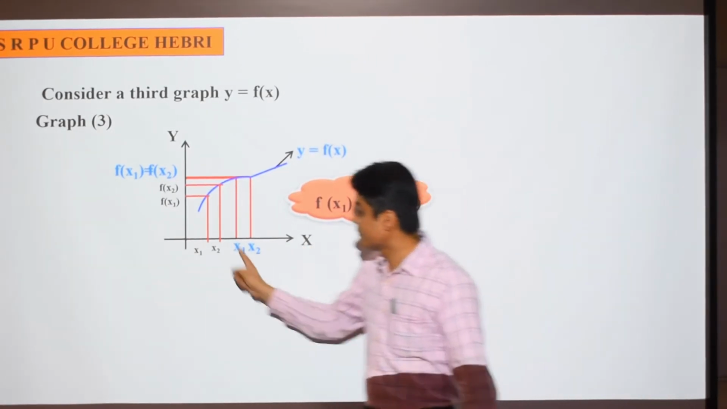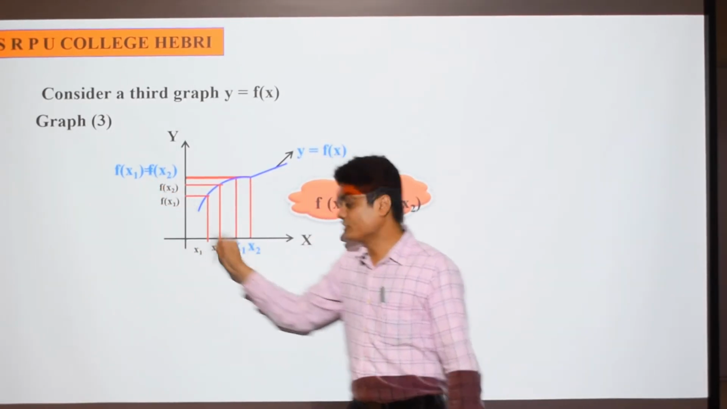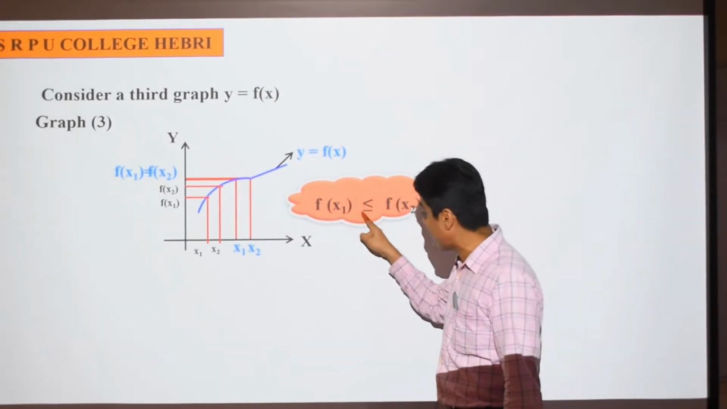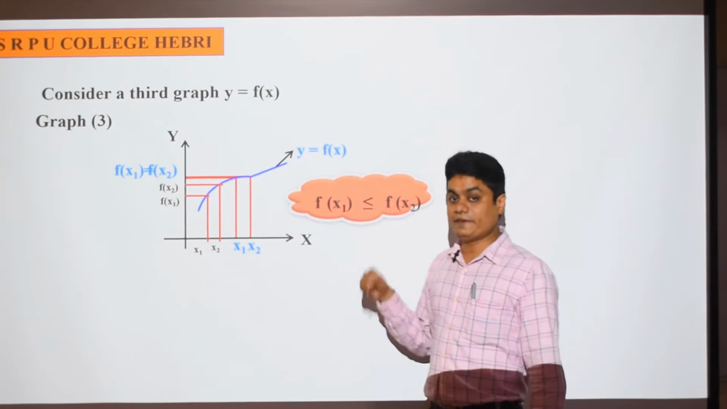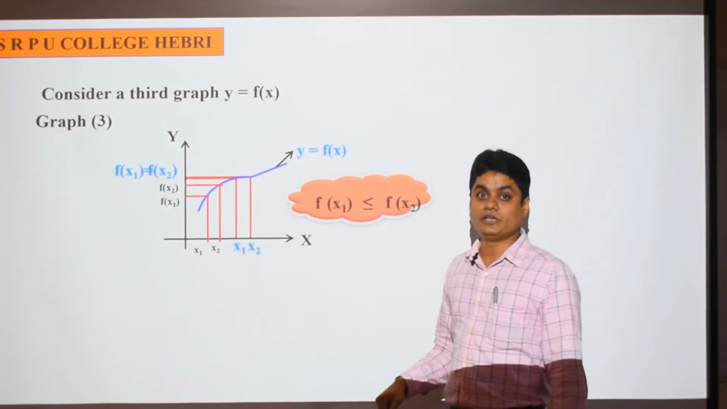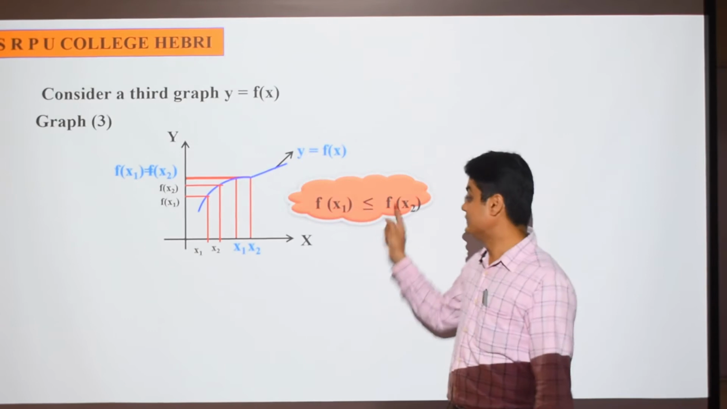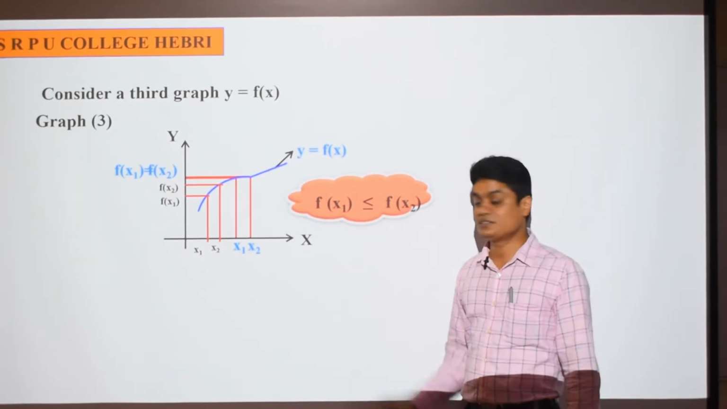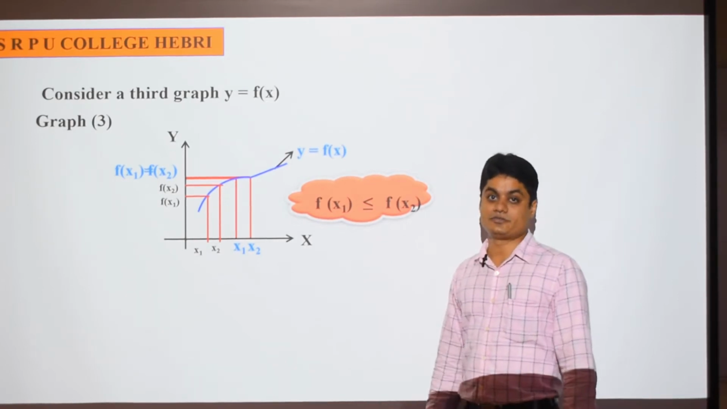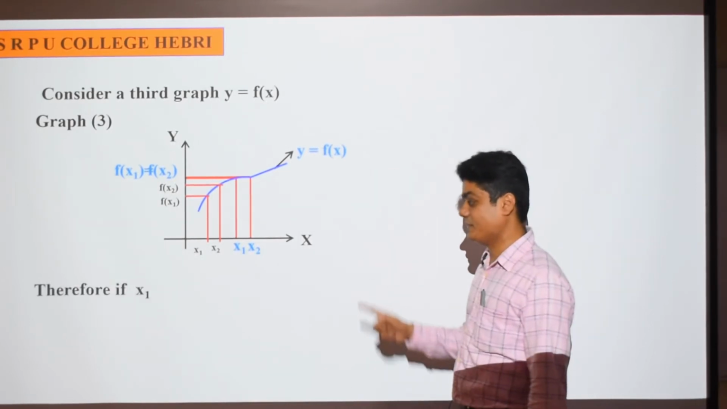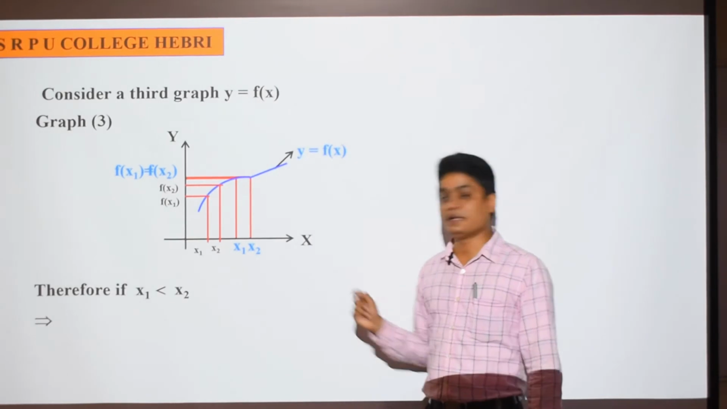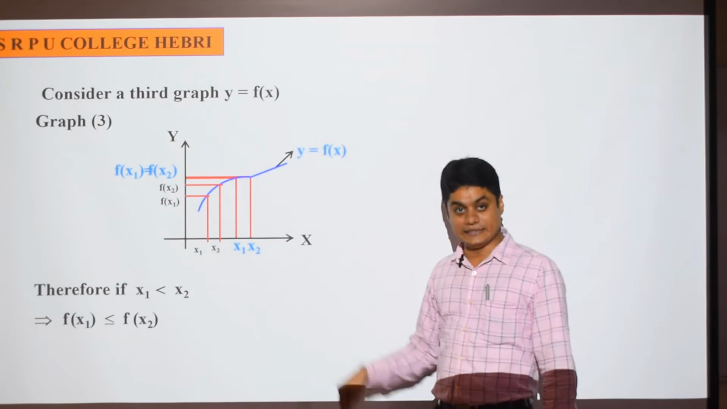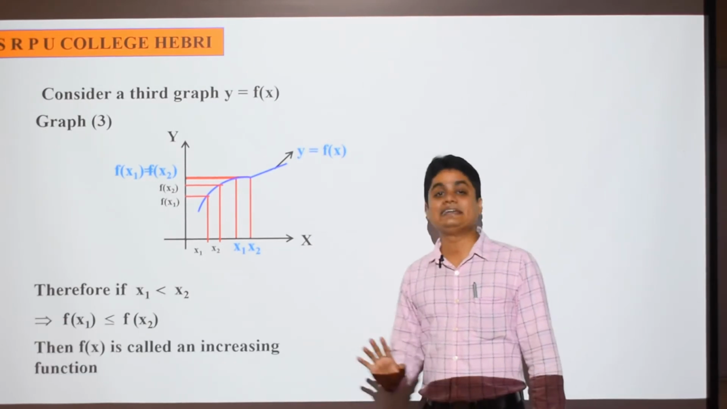So what happens there? f of x1 and f of x2 are merged here, right? So it is not only less than, it is less than or equal. So if x1 is less than x2, then f of x1 is less than or equal to f of x2. Understood? So if this condition is satisfied, if x1 is less than x2 implies f of x1 is less than or equal to f of x2, then that function is known as an increasing function.